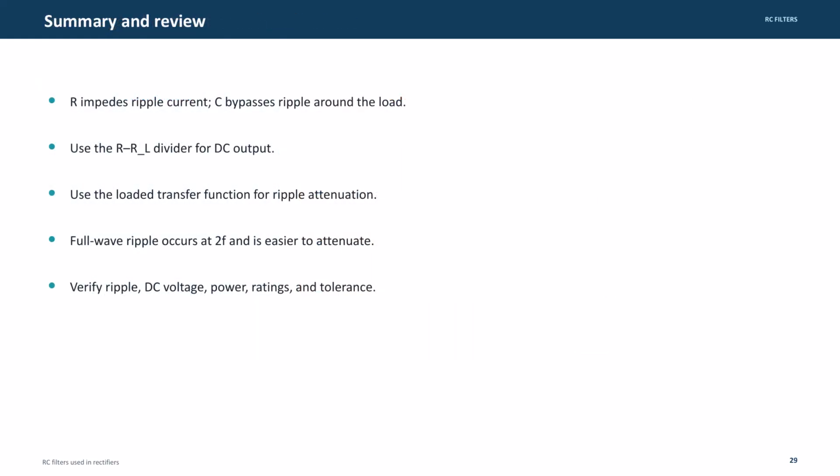The series resistor opposes ripple current, while the shunt capacitor bypasses much of that ripple around the load. At DC, use the resistor and load as a voltage divider. At the ripple frequency, use the loaded transfer function. Full-wave rectifiers produce ripple at twice the mains frequency, which makes filtering easier. A complete design must satisfy ripple, average voltage, resistor power, capacitor voltage, ripple current, surge, and tolerance requirements. Use the review questions to check whether you can connect the physical action, equations, and practical design choices.